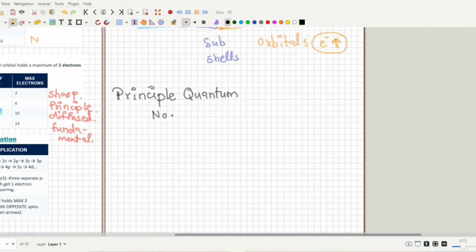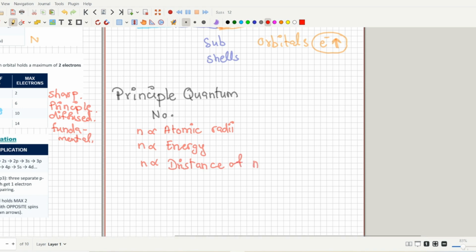So what information does the principal quantum number give about electrons? It tells you about atomic radius. The greater the principal quantum number, the greater the atomic radius. The next thing it tells you about is the energy. The greater the principal quantum number, the greater the energy of the electron. And the next thing it tells you about is the distance. The greater the principal quantum number, the greater the distance of the electron from the nucleus.